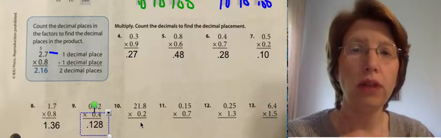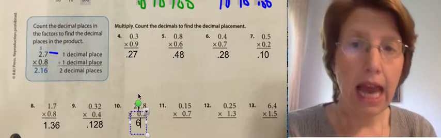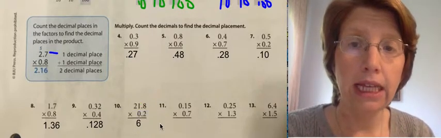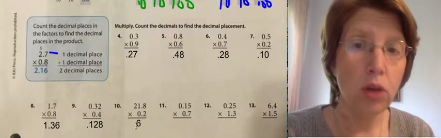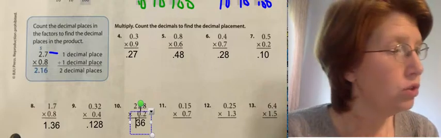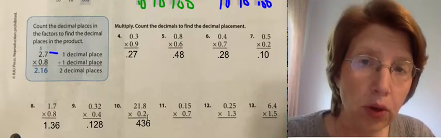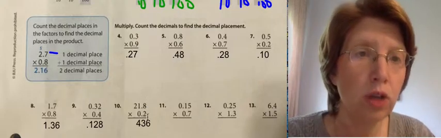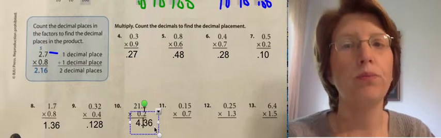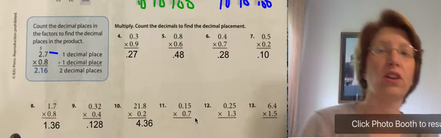So look at 2 times 8. 2 times 8 is 16. I carry the 1 over here. 2 times 1 is 2, plus the 1 I carried is 3. 2 times 2 is 4. Now, I look at my number. There are 1, 2 numbers behind a decimal. So 1, 2, put my decimal. Are you getting the hang of it?